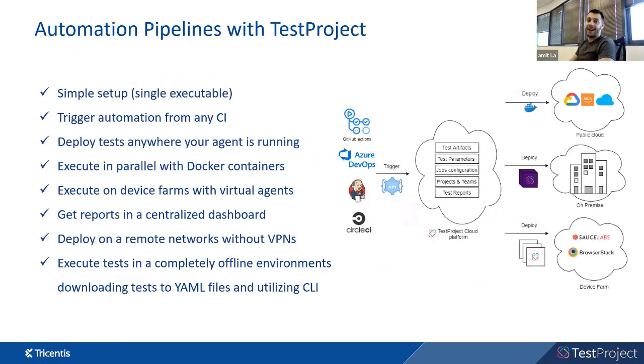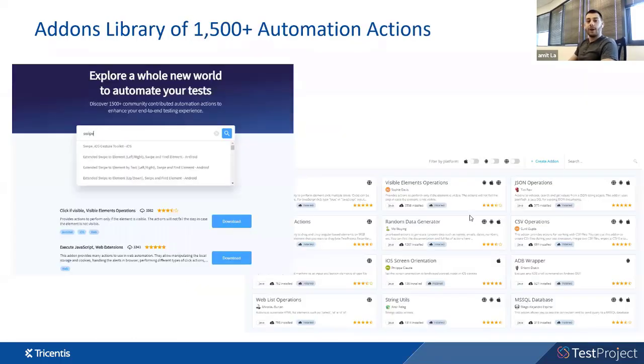We can't mention automation without talking about continuous integration. With TestProject, utilizing the agent in your pipeline is extremely simple because the agent is responsible for everything that is happening after you trigger your execution, meaning that with a single API call, you can execute, deploy your tests, and even get results back to the cloud, and everything is done by the agent.